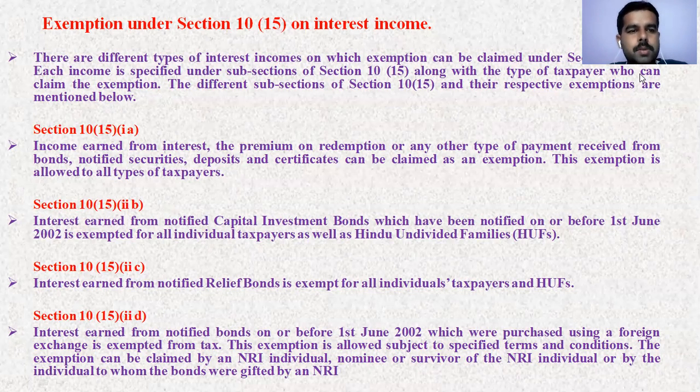According to section 10 subsection 15 IA, income earned from interest, the premium on redemption or any other type of payment received from bonds, notified securities, deposits and certificates can be claimed as an exemption. This exemption is allowed to all types of taxpayers. It is applicable to all taxpayers because they invested in bonds, they invested in securities, and they deposited in certificates also.